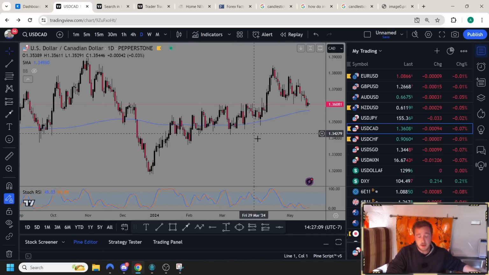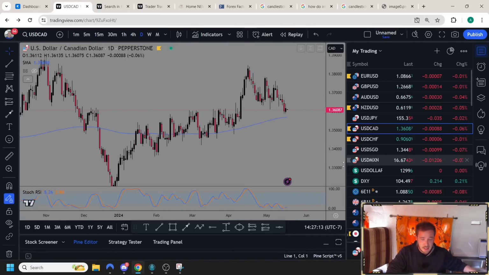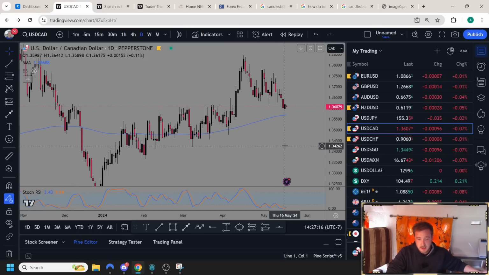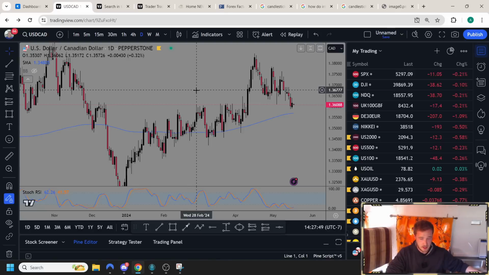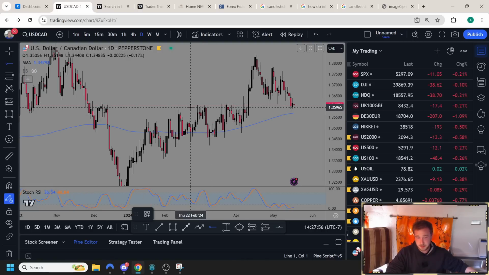So in this case, I want to look at, say for example, USD CAD. If I was looking at USD CAD, this is a market that I would really want to be looking for buying opportunities. So if I'm looking here on the daily time frame, I really want to be looking for buying opportunities right now. Why? If we look here on the daily time frame, in my eyes, I see this as a pretty obvious support line just across the board.